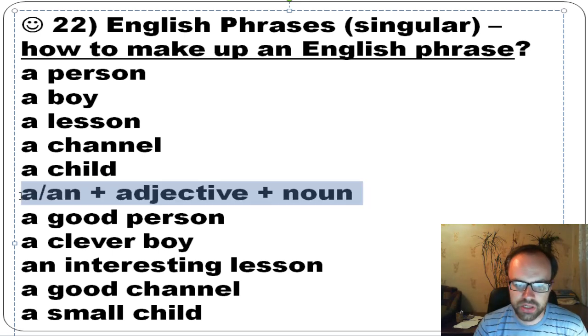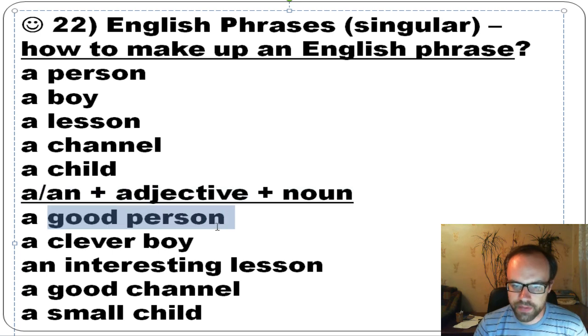Okay, so you see a good person. So then you have an adjective, good, and then you have a noun. So a good person. Next, a clever boy. So you have an adjective and a noun, and you also have a before clever, a clever boy. An interesting lesson. So you have an because this word has I in the beginning, or the sound I, interesting. So it's a vowel, and you know that it's a vowel sound, you use an. Okay? A good channel. A small child.